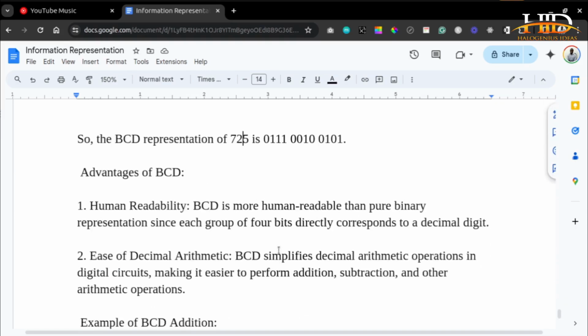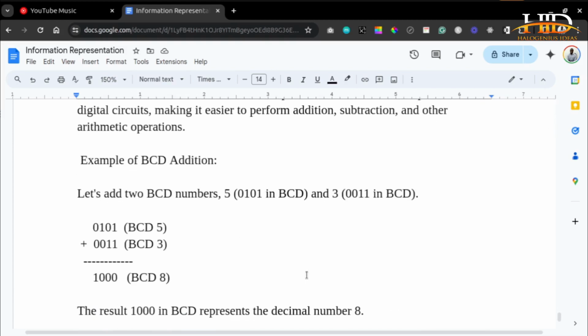So advantages of the binary coded decimal. The first one is human readability, because BCD is more human readable compared to pure binary representation since each group of 4 bits directly corresponds to a decimal digit. So we also have the ease of decimal arithmetic, because BCD simplifies decimal arithmetic operations in digital circuits, making it easier to perform addition, subtraction, and other arithmetic operations.